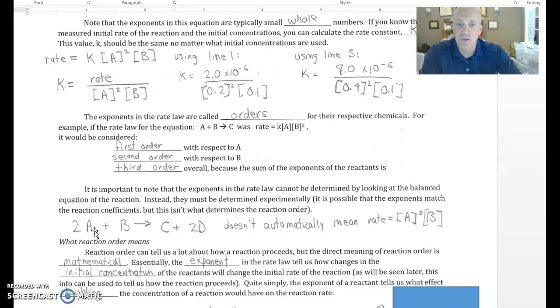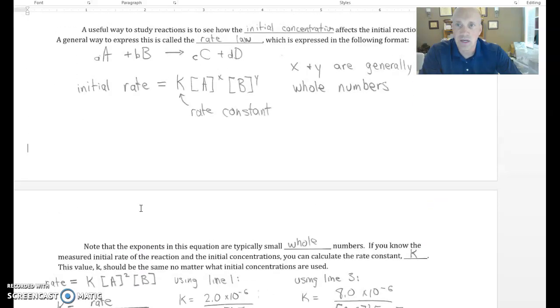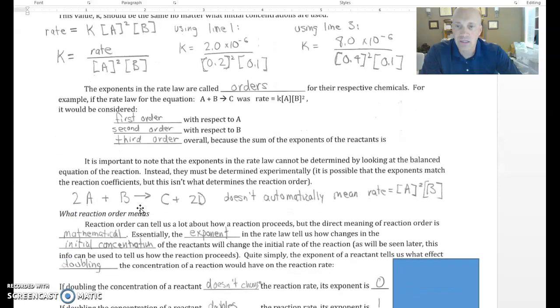As we said before, it's important to note that the rate law can't be determined by looking at the balanced equation. If I were to show you a particular reaction right here, 2A plus B yields 2D, you can't just look at this balanced reaction and figure out what the rate law is. You have to run a series of experiments to figure out what that rate law is.